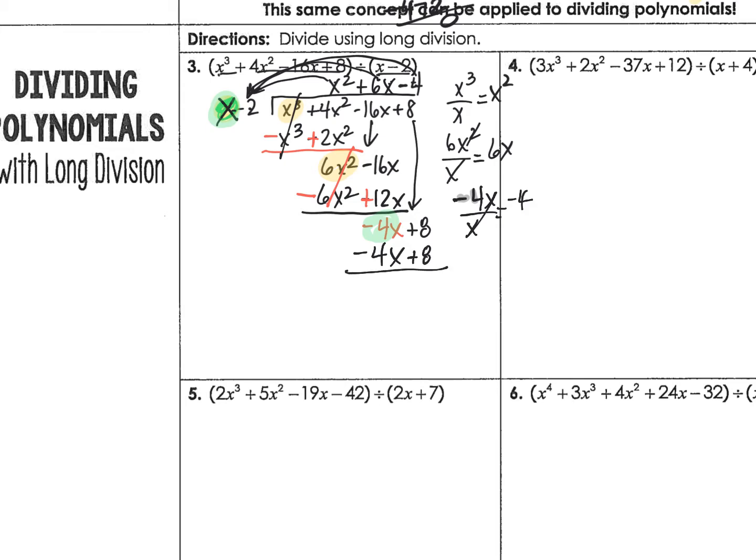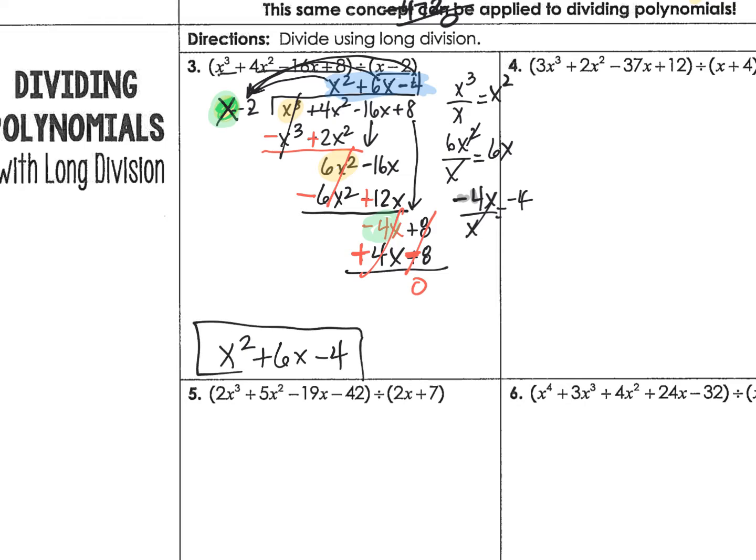But remember, we have to subtract. So change the signs, change the sign. Well, that goes away and that goes away. So we have a remainder of 0. So what is my answer here? Well, my answer, guys, is whatever's up here, just like it would normally be. All right, so my answer is x squared plus 6x minus 4.